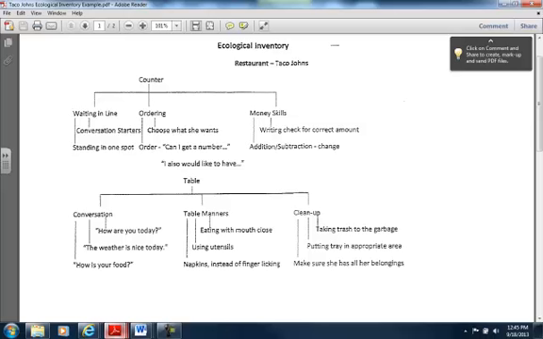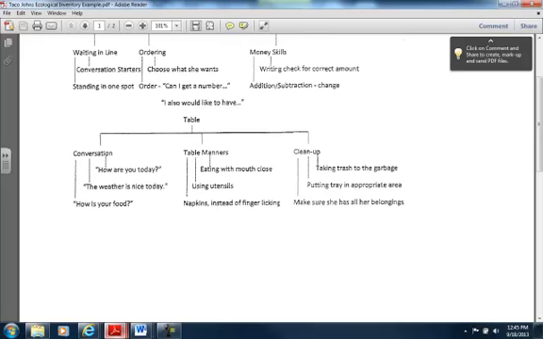Ordering, somebody needs to be able to choose what they want, and they need to have the language or assistive technology or some type of communication device that they can say, can I get number 4 or 5? I would also like to have. And then we have writing the check for the correct amount, and we need addition, subtraction, and change skills. These are all the skills that we need when going to the counter of Taco John's.